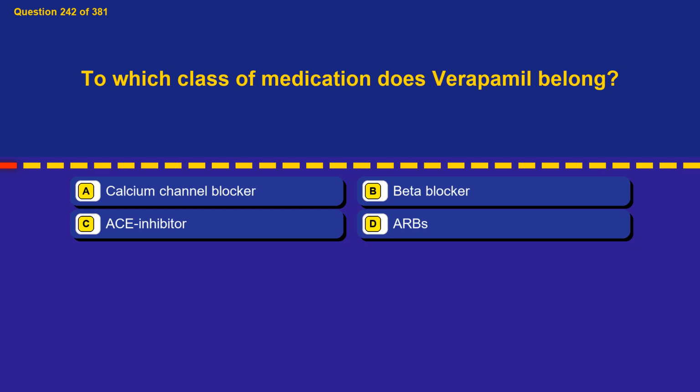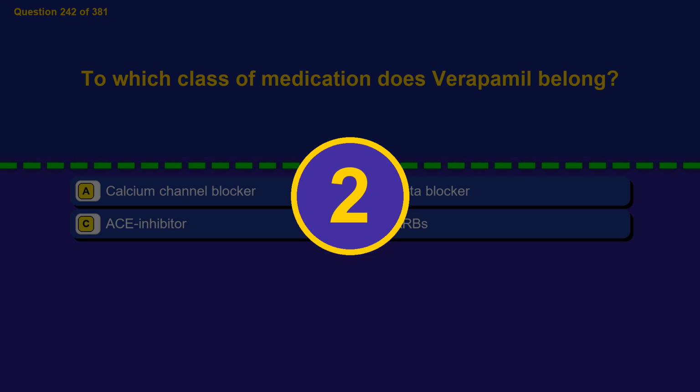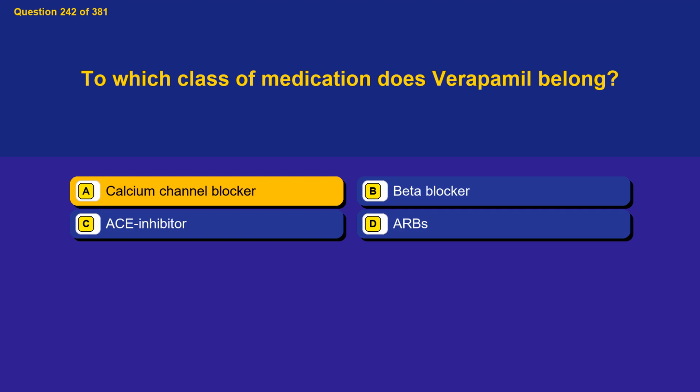Question 242. To which class of medication does verapamil belong? Option A, calcium channel blocker. Option B, a beta blocker. Option C, ACE inhibitor. Option D, ARBs. The correct answer is option A, calcium channel blocker.